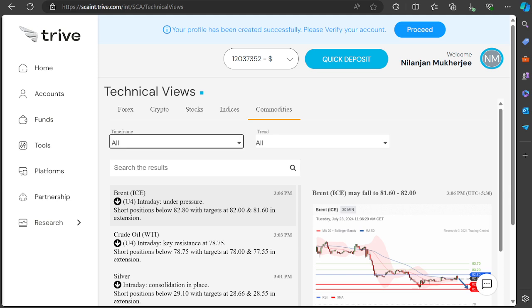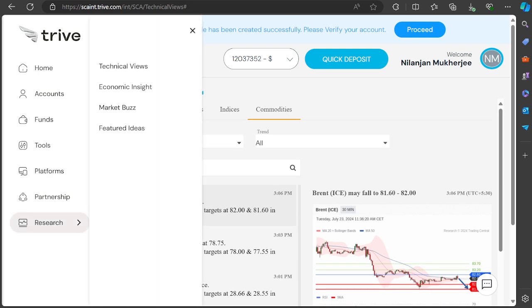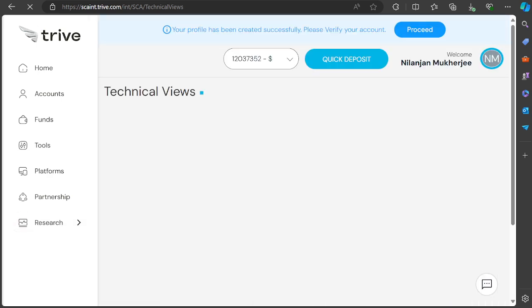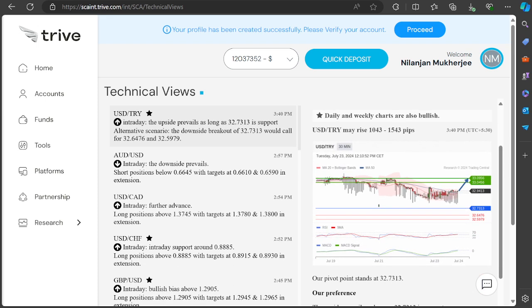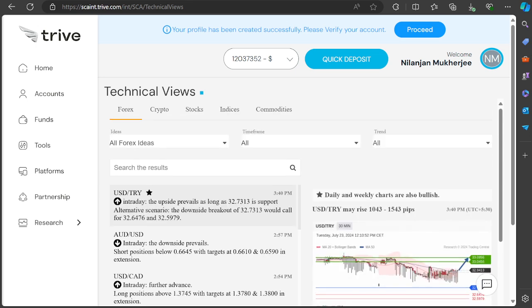All right. So when we click on this research platform, these technical views, you see it has five types of filters: forex, crypto, stocks, indices, and commodities. In forex, you will get access to all the forex currency pairs which you will be using for your trading. Suppose you click here: ideas, timeline, trend. These are all the filters which you can use in your trading.